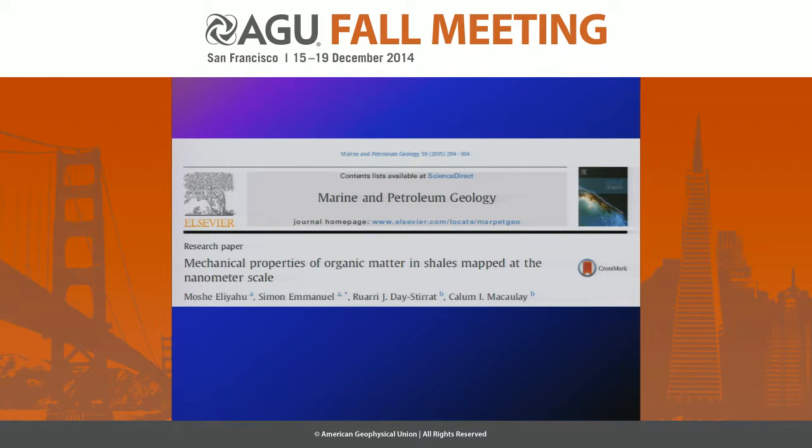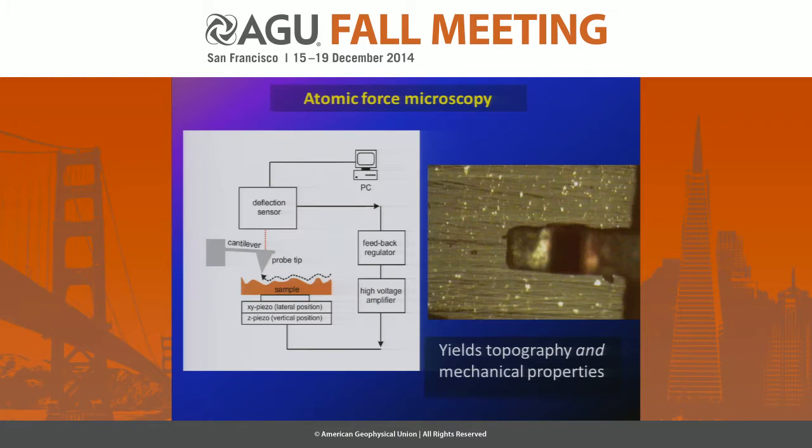For those of you who want more information, I'll just be skimming over the main results of this paper that's just coming out now in Marine and Petroleum Geology. There's a lot more detail there about the method and about what we did. For those of you who aren't familiar with atomic force microscopy, this is the main instrument that we'll be using. Atomic force microscopy basically scans over the surface of a sample with a very sharp needle. Usually people use the topographic mode, so you can reconstruct the topography of the surface with nanoscale resolution.